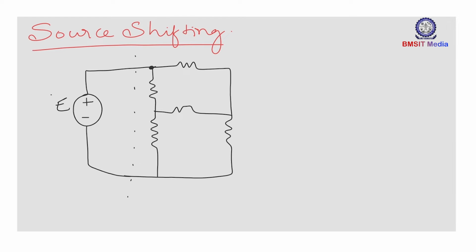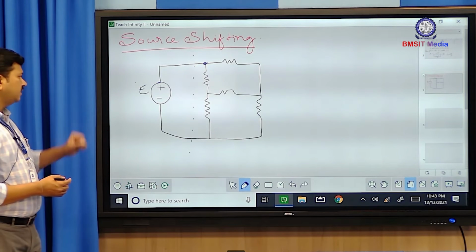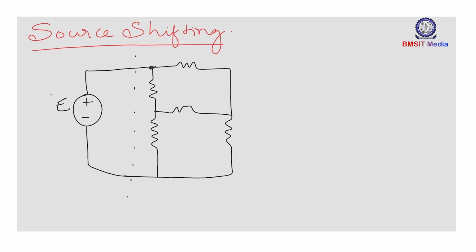Okay, so let me continue with a typical circuit where there is a better possibility of source shifting rather than this. Okay, so for a moment I will erase this. Let me consider a circuit. So let this be a voltage source of E volts.